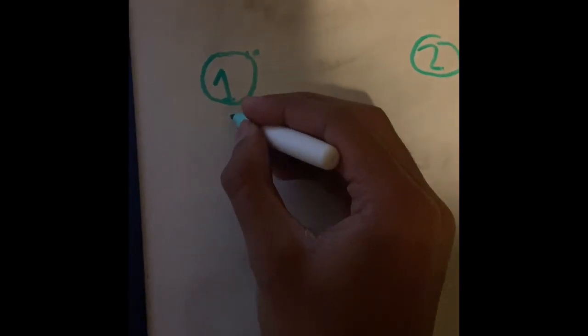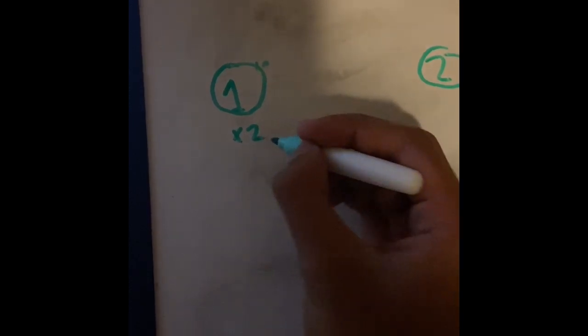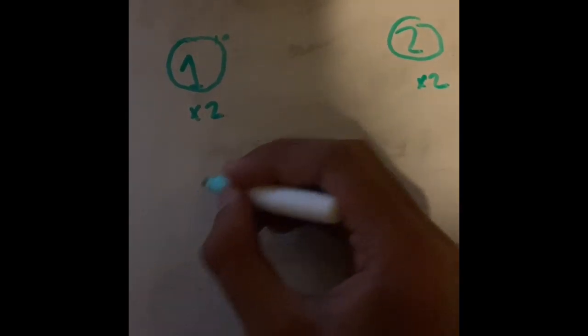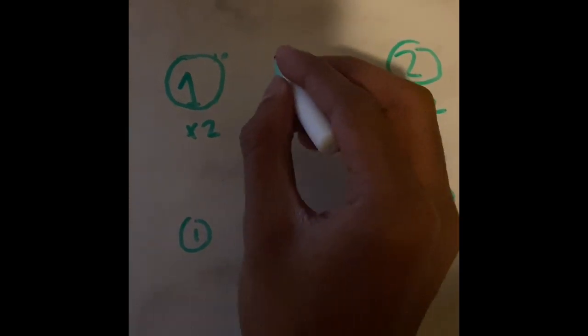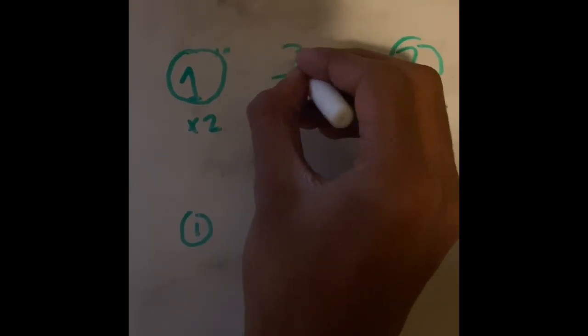So let's draw it out. Object 1, object 2. The mass of object 1 is doubled first, so times 2. So that happens to this object as well. Now the gravitational force went from 36 originally here.